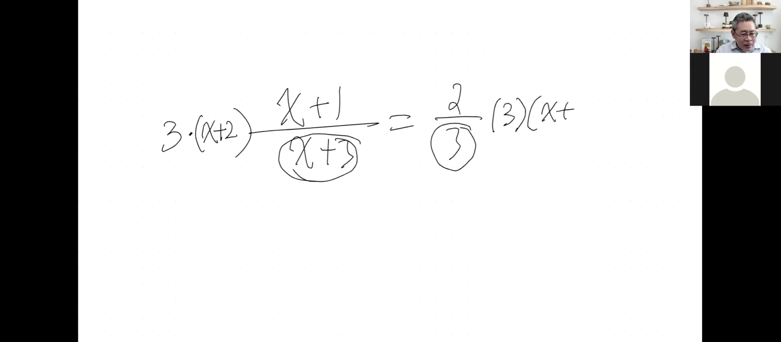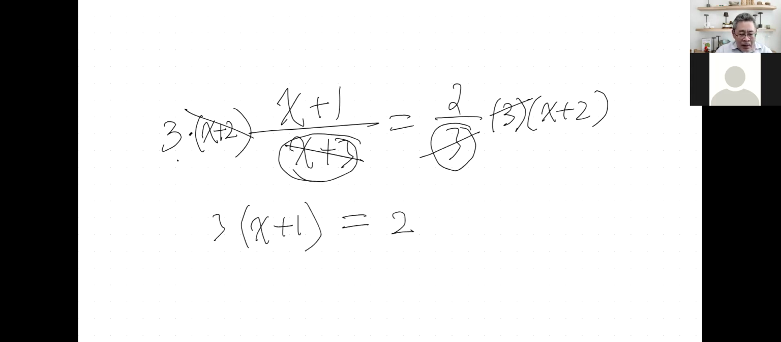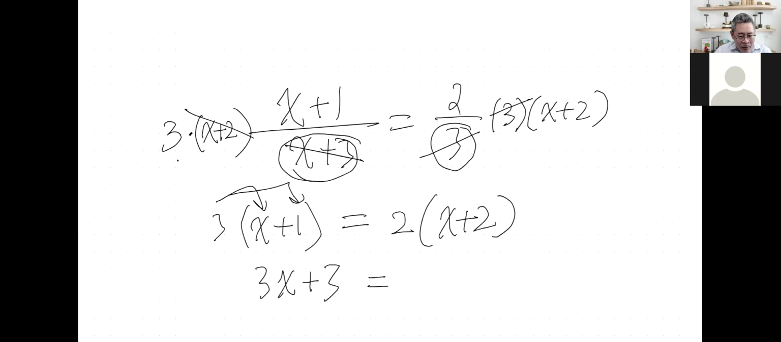And this side, that gets canceled. On this side, this gets canceled. So now we got 3 times (x plus 1) equals 2 times (x plus 2). Then we have to expand it, 3 times: so 3x plus 3 equals, this gets distributed, 2x plus 4.